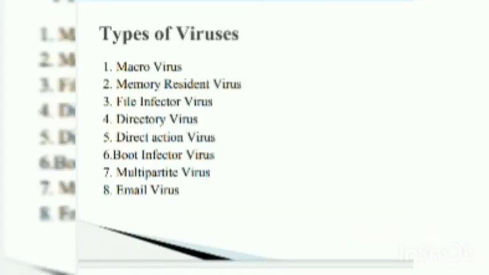So first virus is macrovirus. A macrovirus is a type of malware that targets those files that are created using programs such as Word, Excel, PowerPoint and Access. A macro is an instruction that carries out commands automatically.